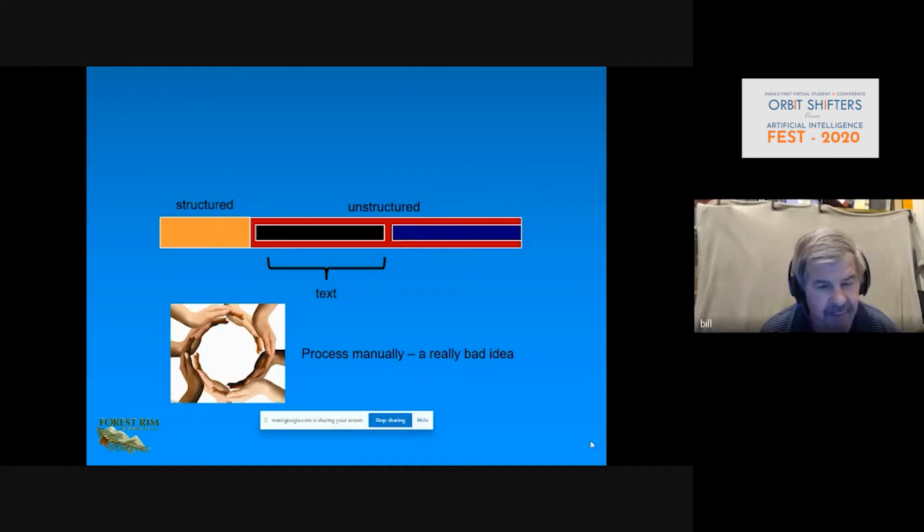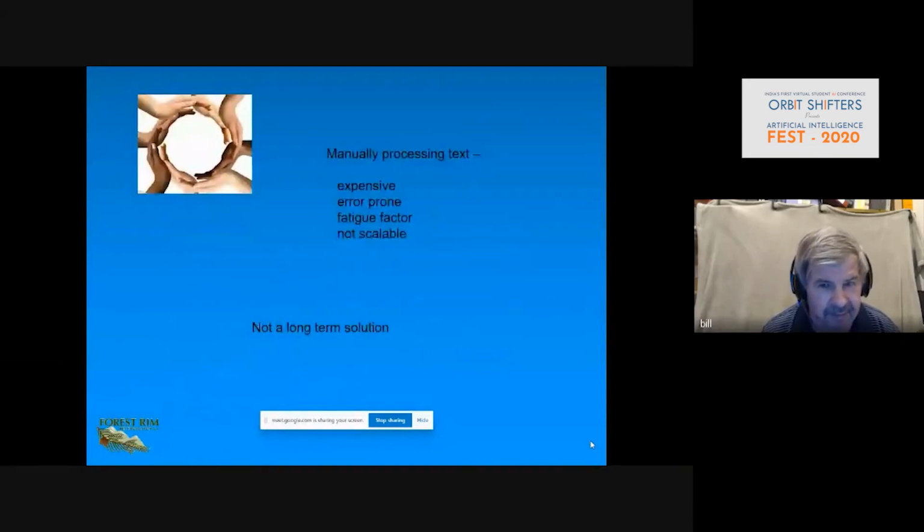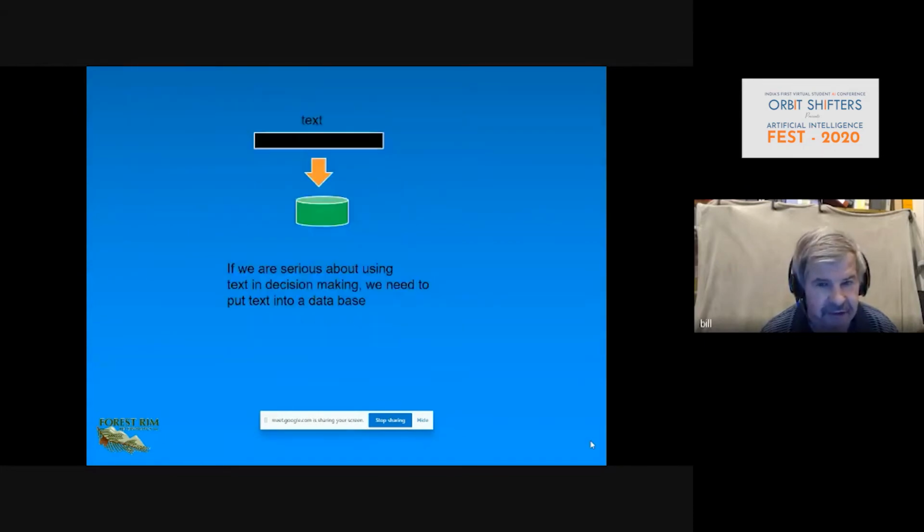Why is it a bad idea? Well, number one, it's expensive. Number two, it's error prone. Number three, it's not scalable. There's a lot of good reasons why doing manual processing of text is not a long-term viable proposition. Again, why? Because it's expensive, it's error prone, people get tired, people have to go to the restroom, people have to go on vacation, people get sick. People are frail human beings. It's not scalable. So this is what happens when you try to have a manual proposition of processing your textual data. It is not a good long-term solution.